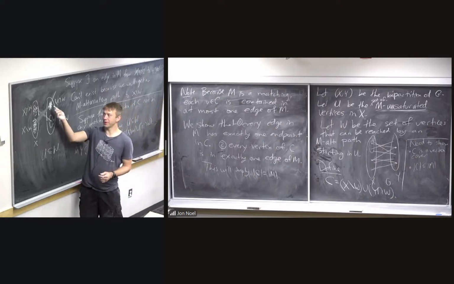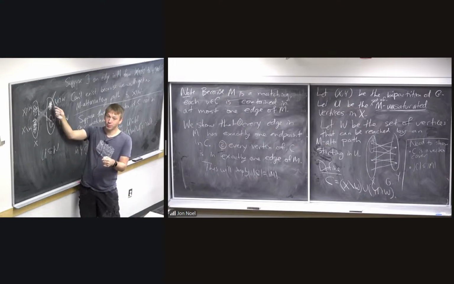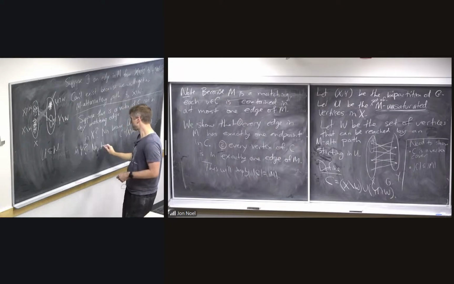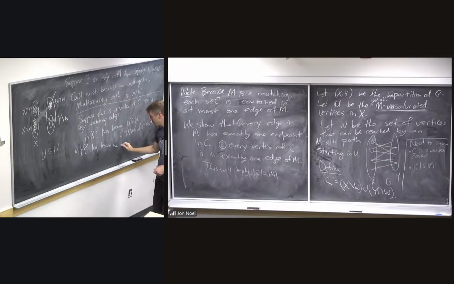So there can't be a vertex here that's not saturated, because I know that I can start at an unsaturated vertex of X and take an alternating path that ends here. If that wasn't saturated, that alternating path would be an augmenting path, because it starts at an unsaturated vertex and ends at an unsaturated vertex. So that's no, because we would get an alternating path, or sorry, an augmenting path.